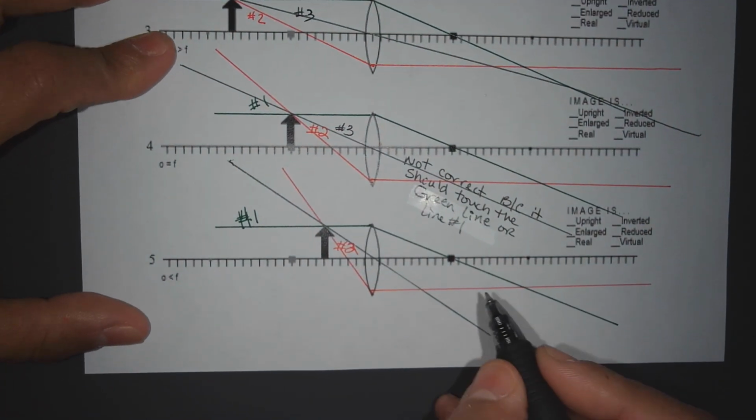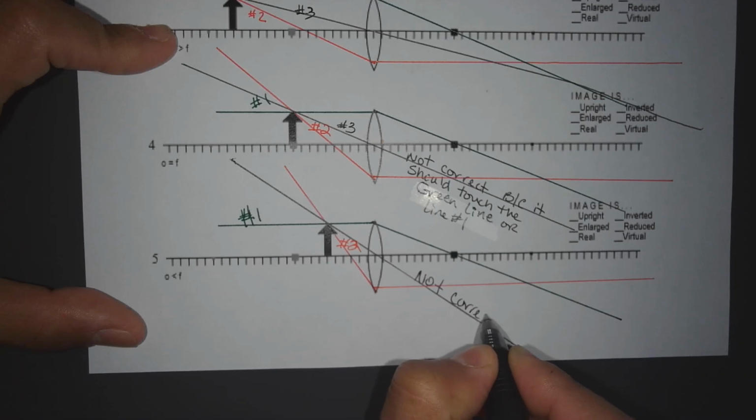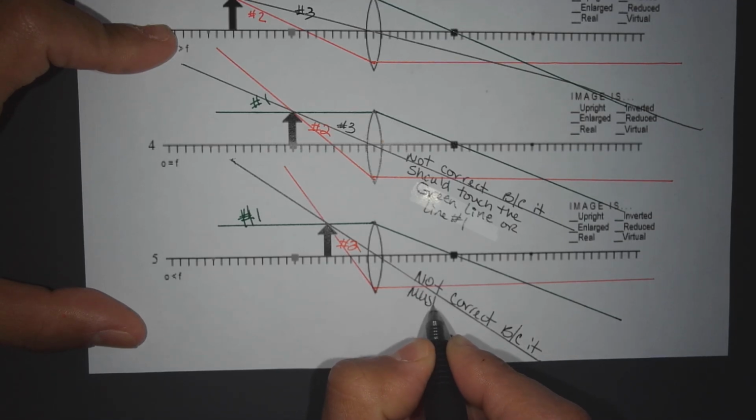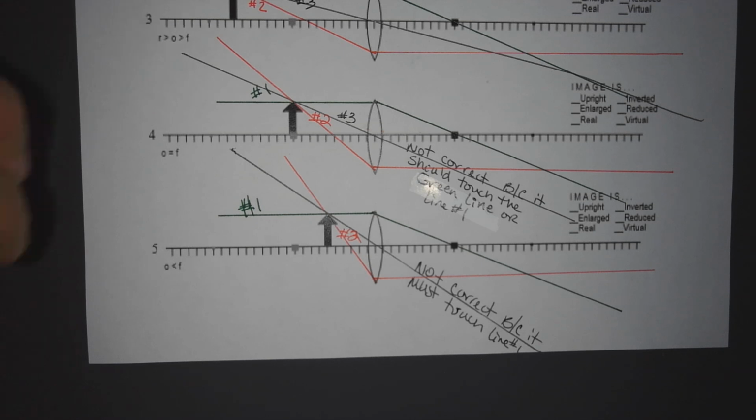Look at that. It's not correct. It's not correct because it should always touch line number 1. There's no touching going on. Remember the red line? That's nice. But it's not as important as my green line and my pencil pen line. Those two should touch. They must touch. It's not touching.